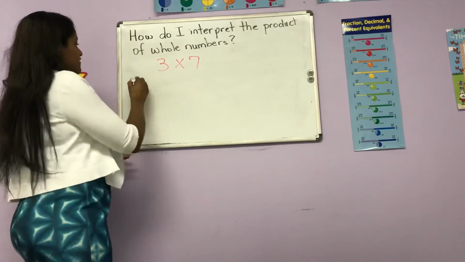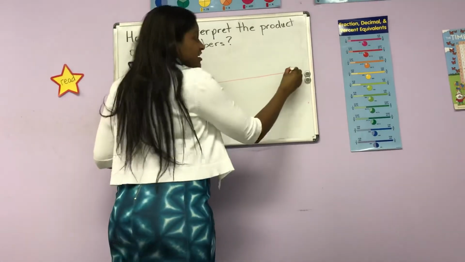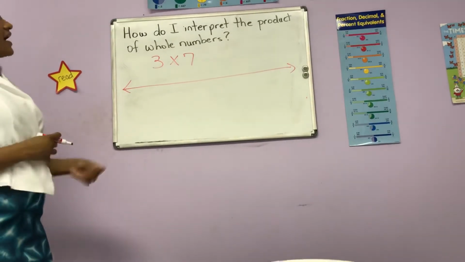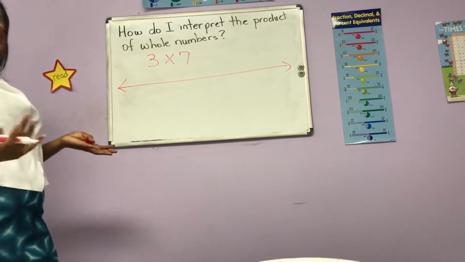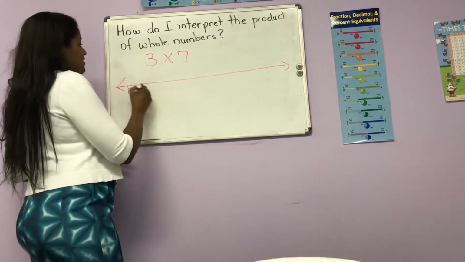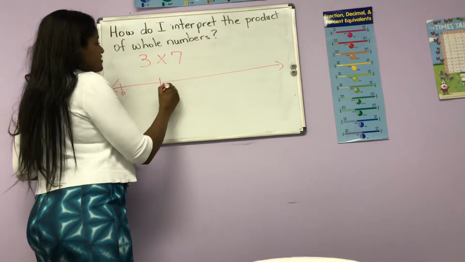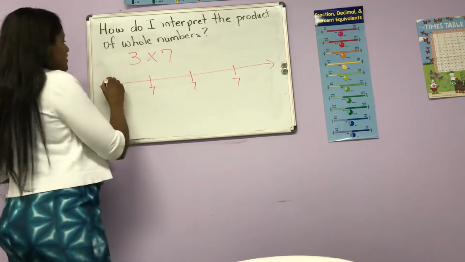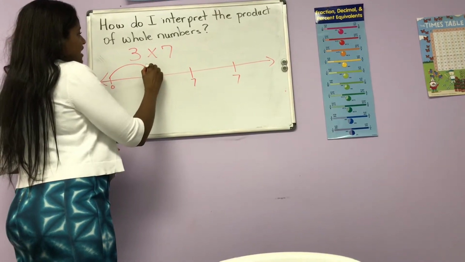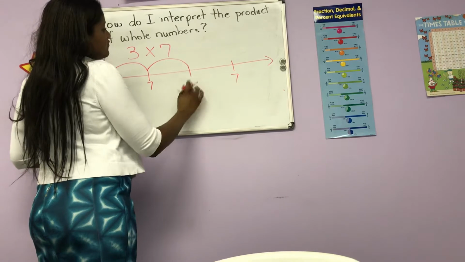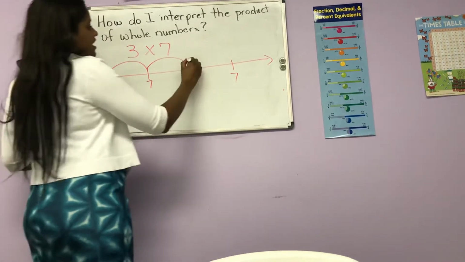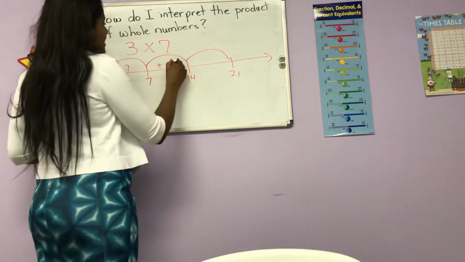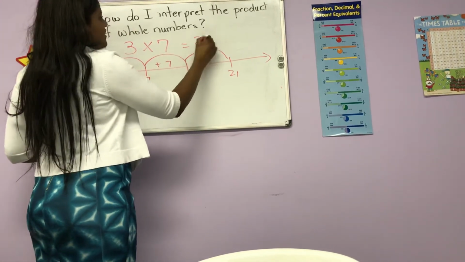So if I have 3 times 7, I can make a number line. And so 3 times 7 means I have 3 groups of 7. So if I have a number line starting at 0, and I know I need to make 3 groups of 7, so I have one group of 7, another group of 7, another group of 7. So let's count 7, and if you add another 7, that becomes 14, and another 7, that is 21. So we have 7, 7, 7. 3 times 7 is 21.